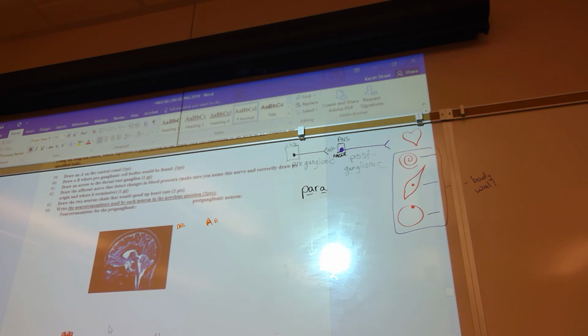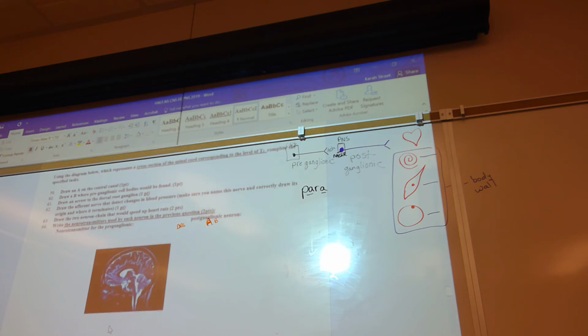Draw the afferent nerve that detects changes in blood pressure. Make sure you name this nerve and correctly draw its origin and where it terminates. Okay.